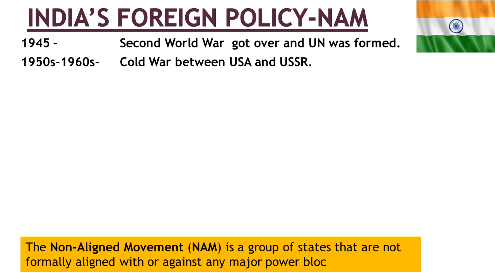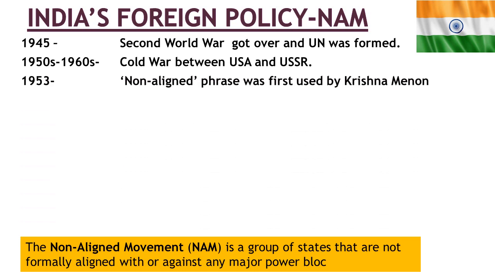And Cold War does not mean there was a war going on between them, but it meant that there was a lot of political tension going on between these two countries and their allies, which could lead to war at any point of time. And somewhere down the line, there was a pressure on all the countries of the world to either join USA or USSR. So in 1953, a phrase was first used by Krishna Menon at United Nations, and that phrase was non-aligned. By using this phrase, he wanted to emphasize that countries should refrain from joining any of the two superpowers.